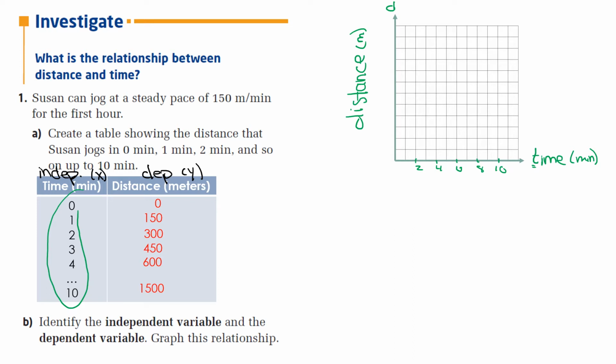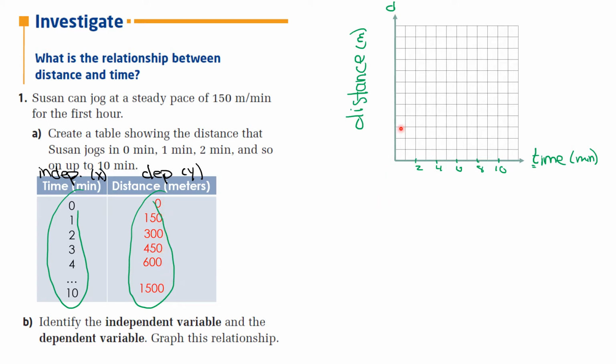Now on the y-axis, my dependent variable, I've got to get up to 1500. So what am I going to count by here? We want to count by numbers that are easy to count with, right? I could count by tens, 10, 20, 30, 40, but that's not going to get me there.